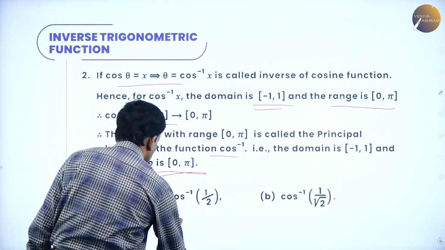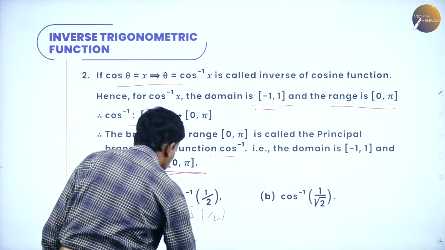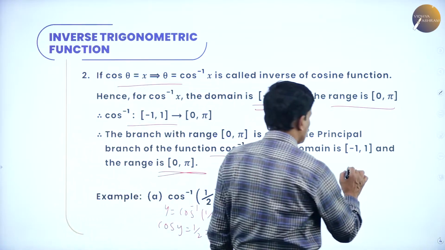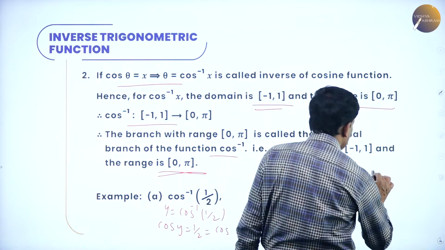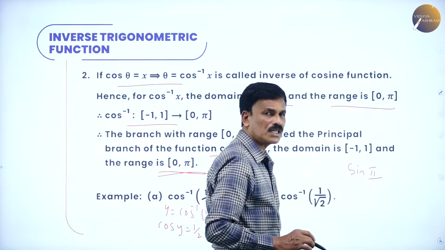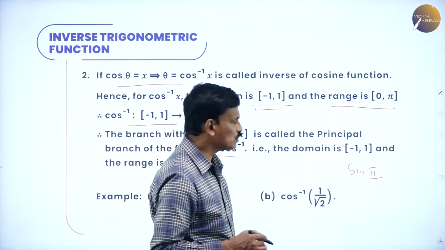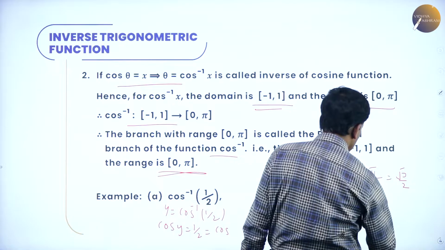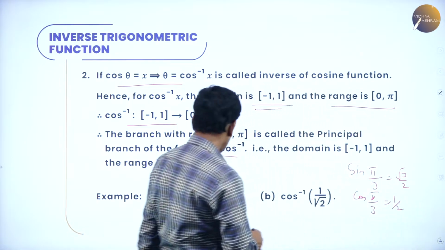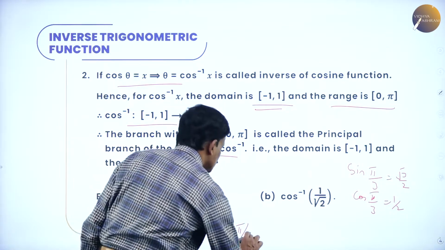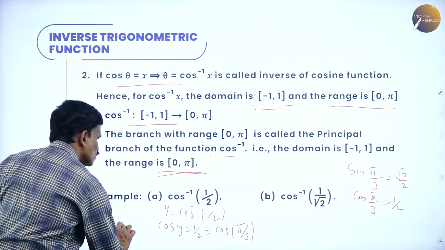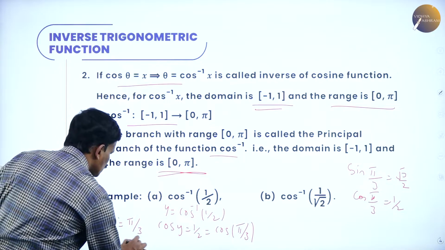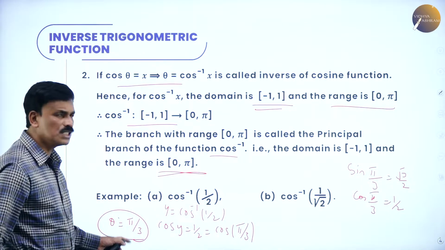Suppose y is equal to cos inverse of 1 by 2, then cos of y is equal to 1 by 2. What is the value of sine? Sine 30 is 1 by 2 and cos 30 is root 3 by 2. Let us take sine 60. Sine 60 is equal to root 3 by 2 and cos 60 is equal to 1 by 2. So, therefore, this is equal to cos of pi by 3. So the principal value here, y, is pi by 3. The value of cos inverse 1 by 2 is pi by 3.